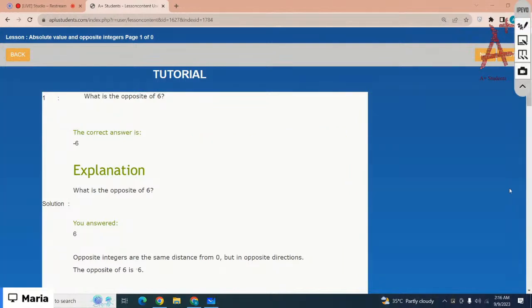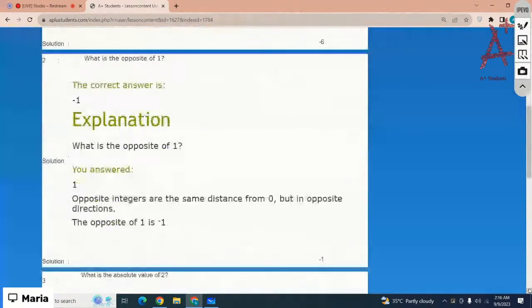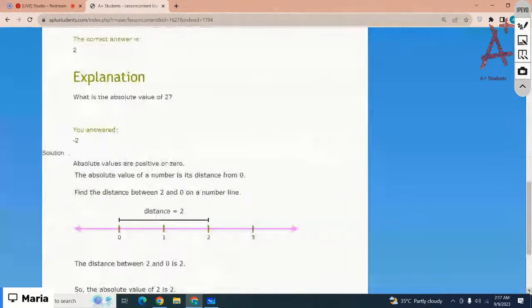Okay, the next one is what is the opposite of 1? So opposite of 1 is, yes, it is negative 1, right? So opposite of 1 is negative 1. Okay, the other example is what is the absolute value of 2? So the absolute values are always the positive value. So absolute value of 2 is 2, right? Let's just start with the practice questions.